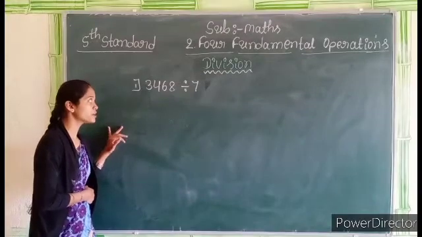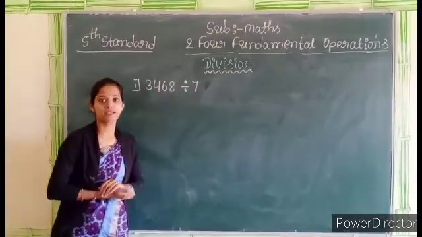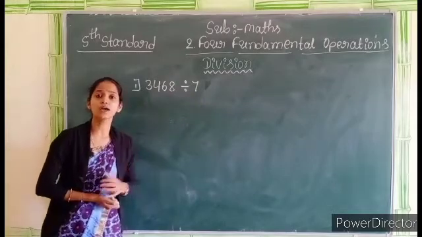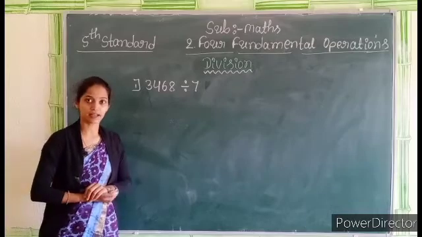Here we have to divide 3468 by 7. Students, you know about the dividend, divisor, quotient and remainder, right?